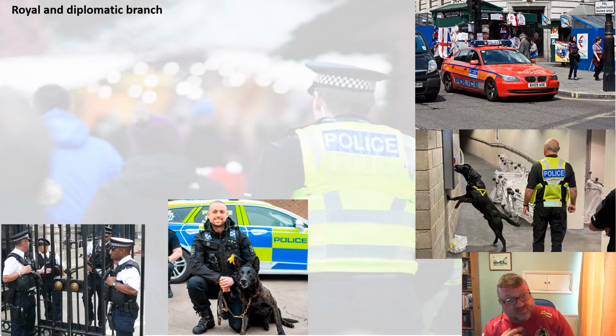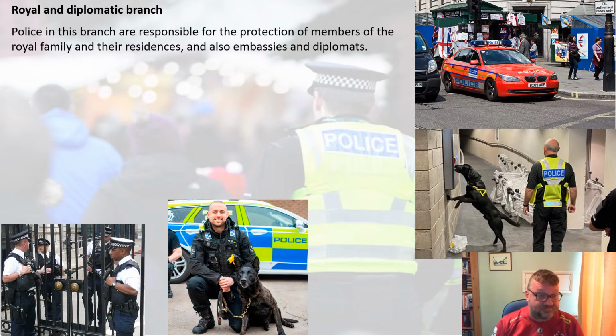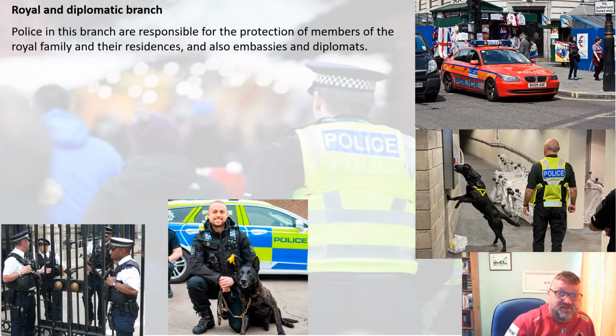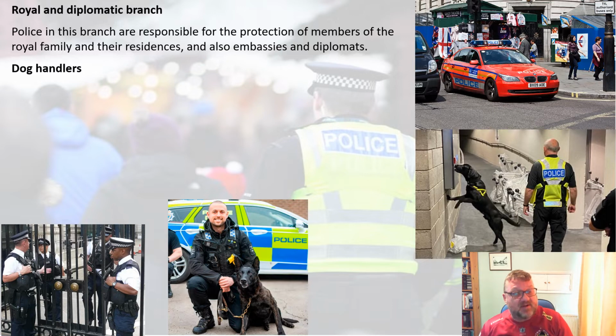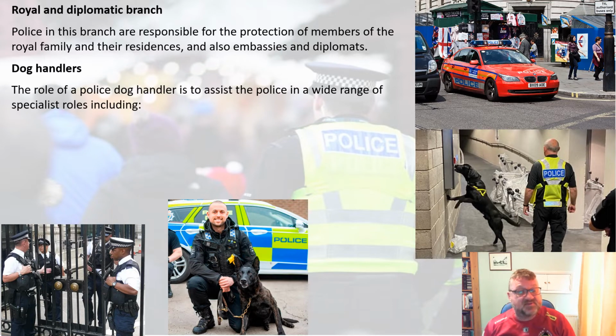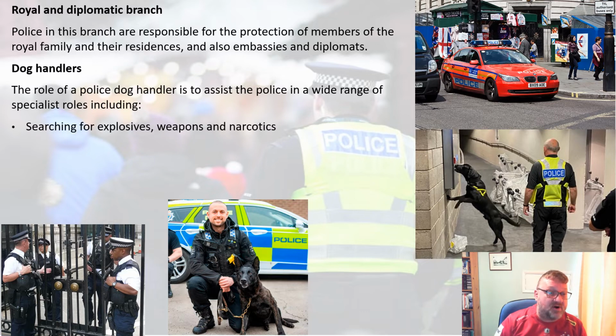We then move on to the Royal and Diplomatic Branch. They have a slightly different colour police car. They're red. They are responsible for protecting members of the royal family, their residences, the Prime Minister, embassies, diplomats, that sort of thing. You've got the dog handlers, and that again has a number of specialist roles.